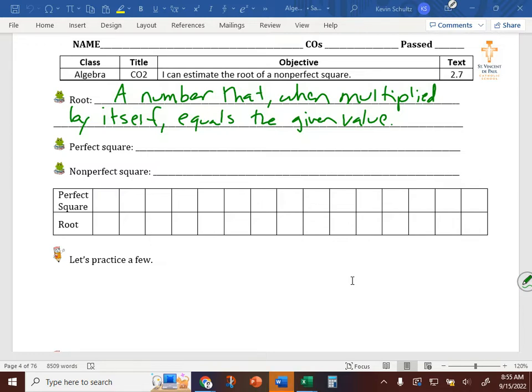It's easier, I think, to actually just kind of show it. And we talked about it in CO1 when we said the root of 81 was what? 9. Why? Because 9 is the number that, when you multiply it by itself, equals the given value of 81. Okay? So a root is something times itself that's going to equal the given value.